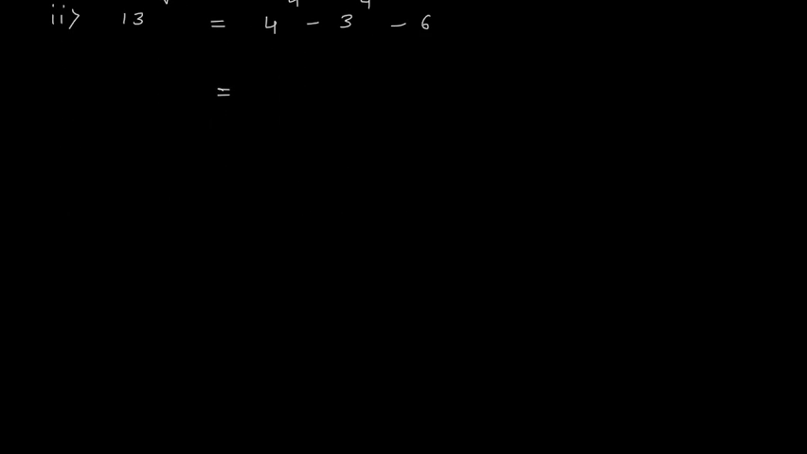So this is equals to 4 power 4 is 4 fours are 16, 16 into 16 is 256. Minus 3 power 4, 3 threes are 9, 9 nines are 81. Minus 6 is equals to 256 minus 87. 16 minus 7 is 9. 14 minus 8 is 6. And here 1 is remaining.